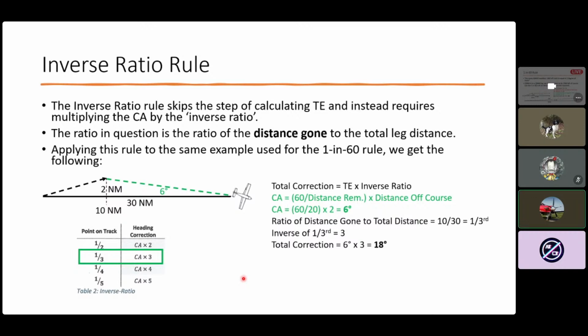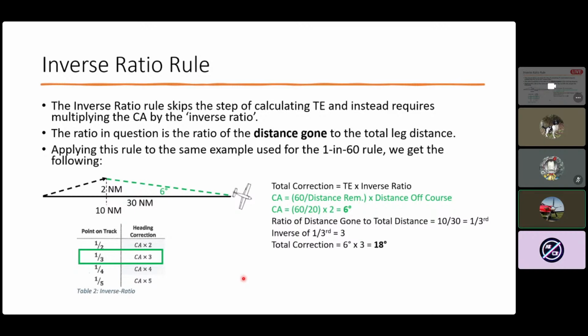So if you're going to use the inverse ratio rule, make sure that you know how far along the leg it is, what fraction along it is. So is it halfway through, a quarter way through, a third way through, a sixth of the way through, whichever it is, so that you can make that correction very easily and quickly. That's the whole point of this rule.